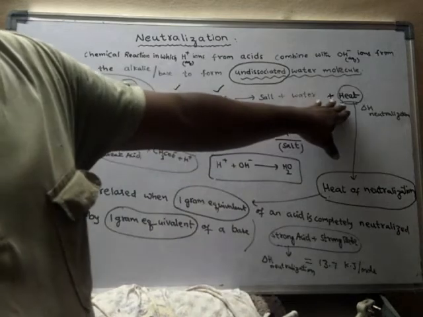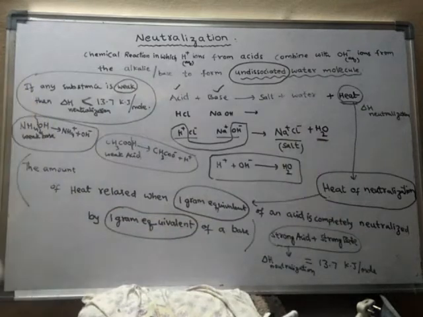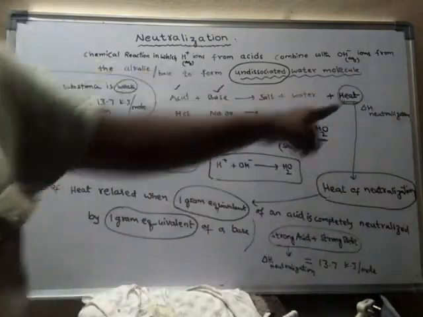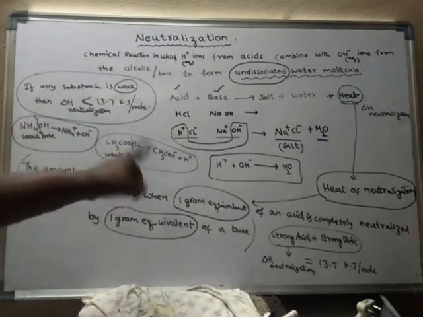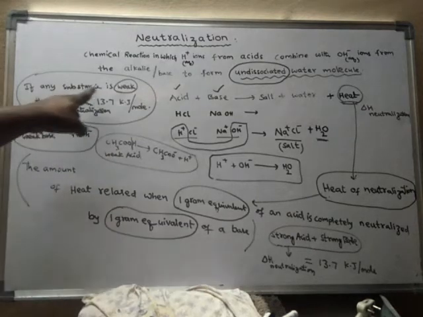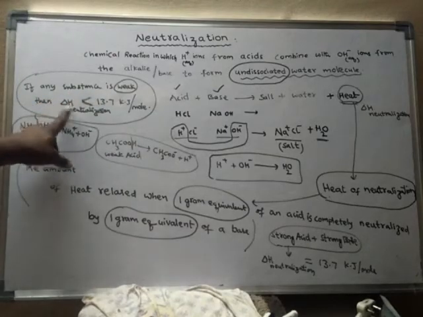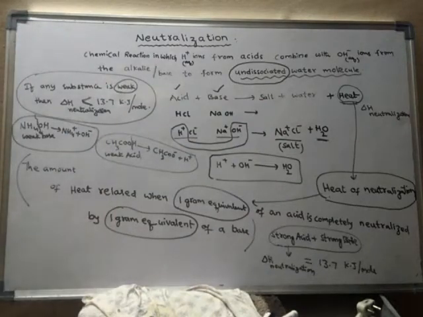And here the heat released is not utilized by the strong acid or strong base for their ionization. But in the case of a weaker substance, some of the heat released during neutralization is used by the weak base or weak acid to break down into ions. That is why, when any substance is weak, either acid or base, the heat of neutralization released in this process will be less than 13.7 kilojoules per mole. So this is about heat of neutralization.